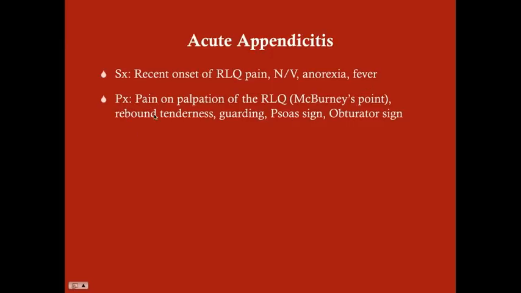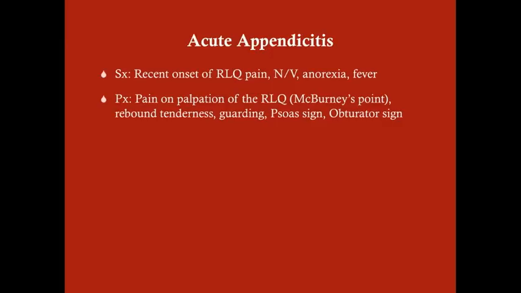Okay, physical exam, you'll have pain on palpation of the right lower quadrant. This point where you get the most pain is called McBurney's point, and it roughly coincides with the point that overlies the appendix. You'll also have rebound tenderness and guarding, and that's just sort of localized peritonitis, localized inflammation over that area.